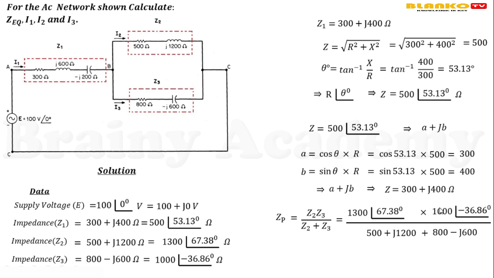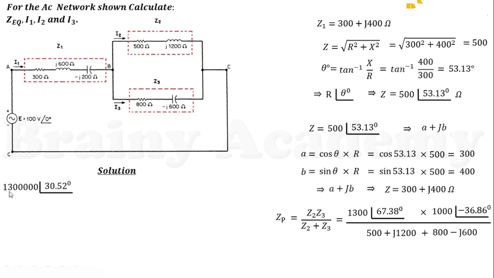So let's continue. Let's multiply 1300 angle 67.38 degrees by 1000 angle negative 36.86 degrees. We multiply the magnitudes and add the angles, and this is going to give us 1.3 million angle 30.52 degrees. Over that, we now add 500 plus j1200 and 800 minus j600, which gives us 1300 plus j600. I hope you understand.